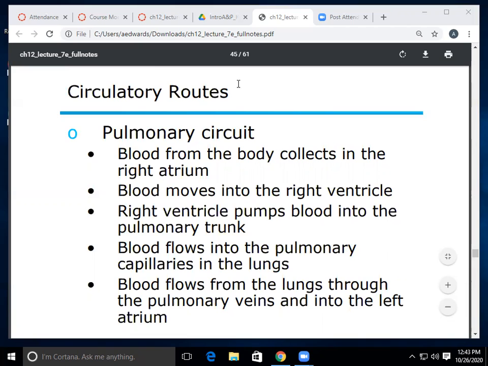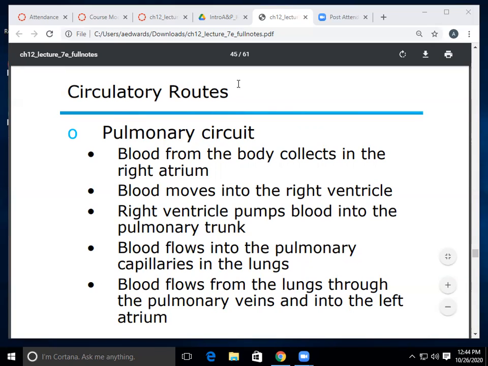So the blood from the body is going to start collecting down in the right atrium. From there, when the atria contracts, blood's going to move into the right ventricle. And when the ventricle contracts, the right ventricle is going to pump the blood into the pulmonary trunk, which the pulmonary artery is a part of. So from there, blood's going to move from the pulmonary artery to pulmonary capillaries.